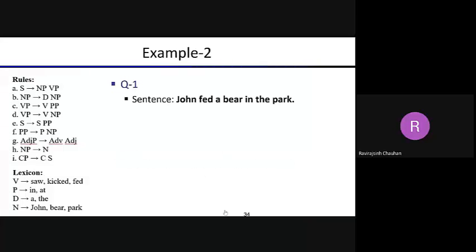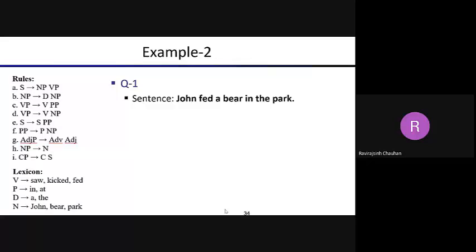In the previous session, we solved an example where, if we are given the production rules and, in addition, the lexicons, then we can create a particular sentence. There can be two different approaches for creating the sentence. One is top down parsing. In top down parsing, we will start with the start symbol and then create the whole sentence.